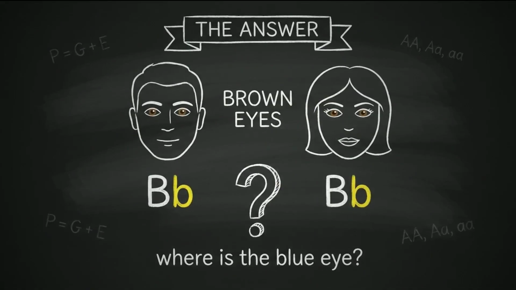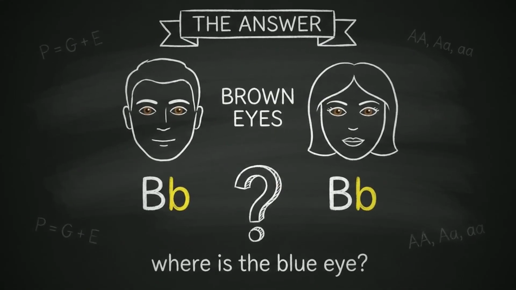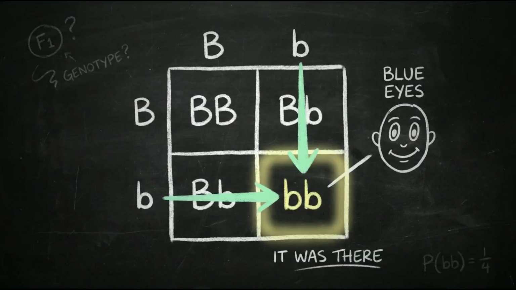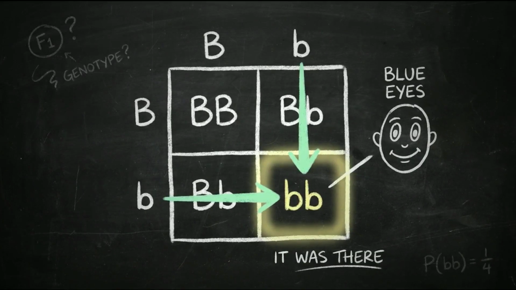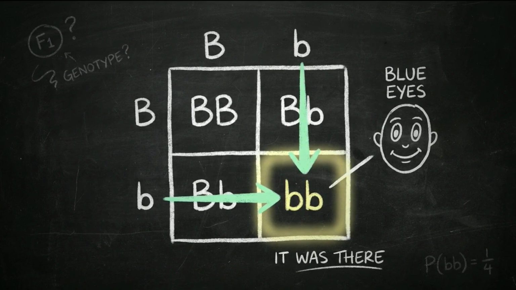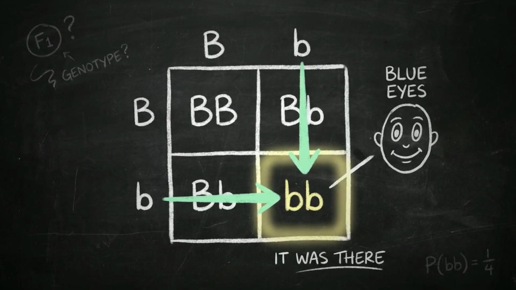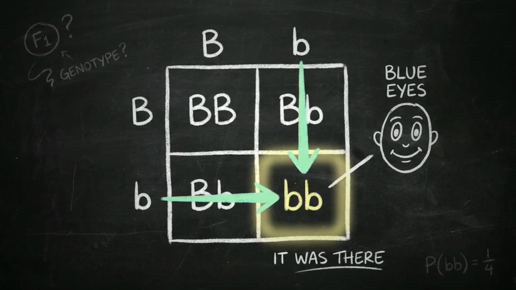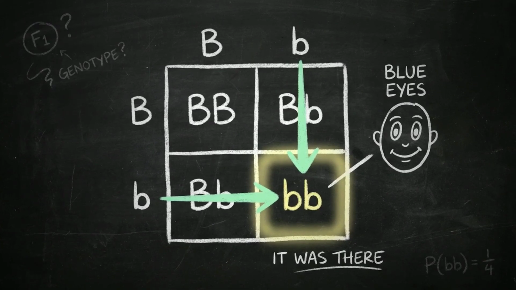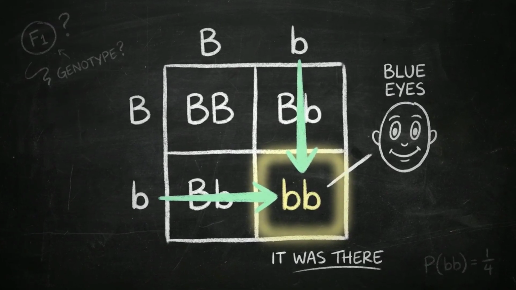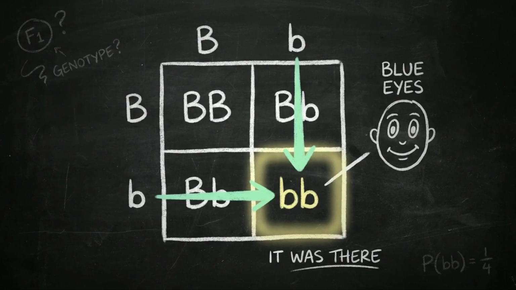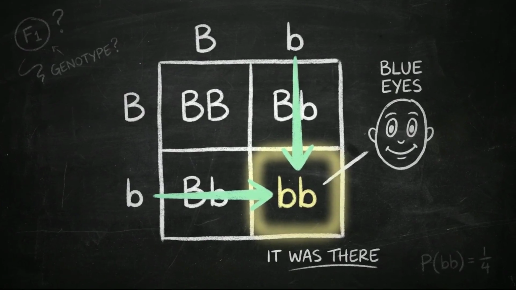Now, back to our opening question. 2 brown-eyed parents, a blue-eyed child. How? Both parents must be heterozygous. Both are Bb. They look brown-eyed because the B allele is dominant. But each parent secretly carries a recessive b allele. And when the b from one parent meets the b from the other, the result is bb. Blue eyes. It was always there, hidden in the code, waiting.